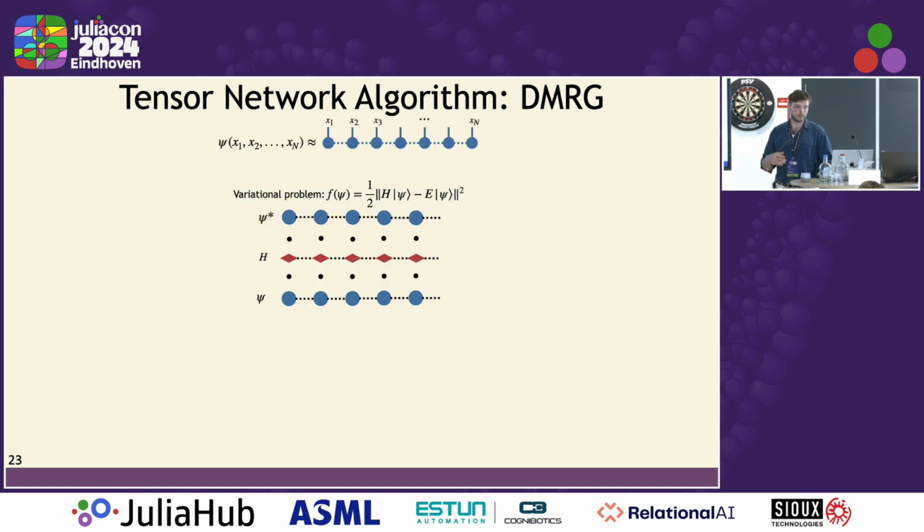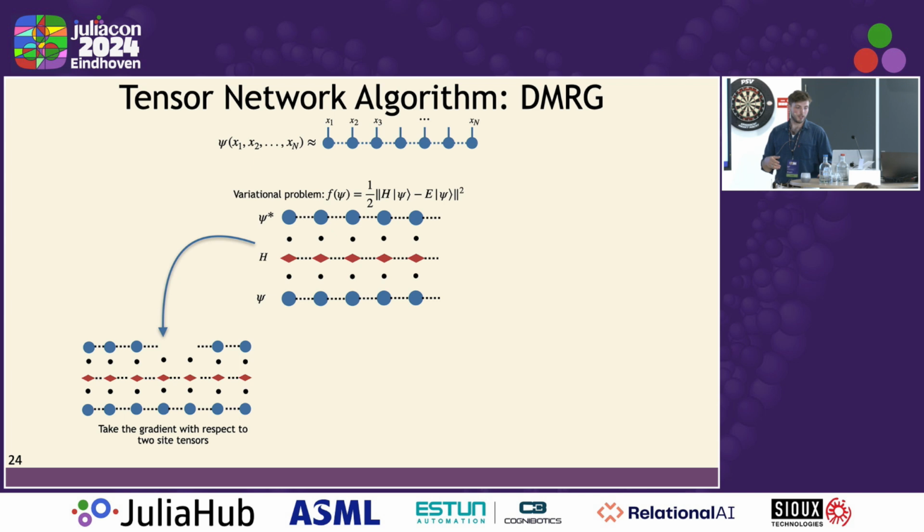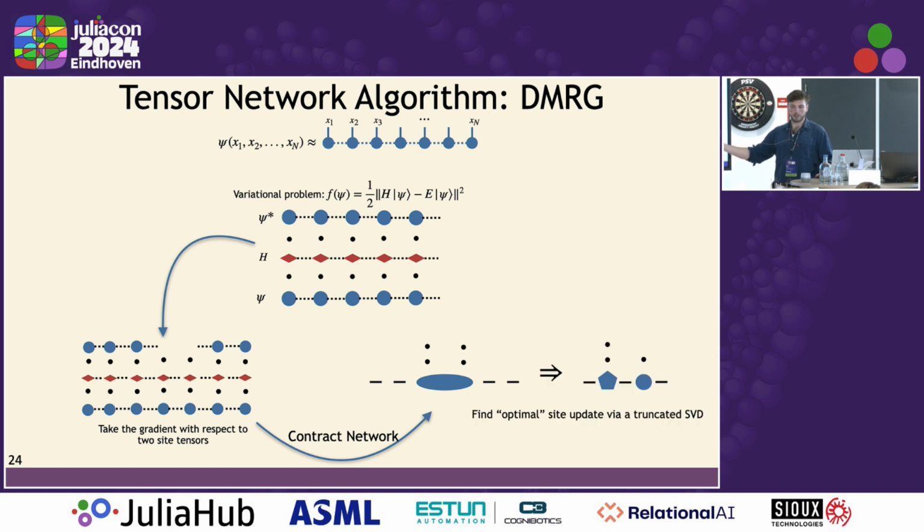We can create some variational problem. We can take the gradient of this variational problem. We can contract all the tensors to get some kind of problem that we then take a truncated SVD of, plug it back into the beginning, and redo this loop over and over until it stops doing anything interesting. So that's all of the physics here. We want to do this, but on a GPU.